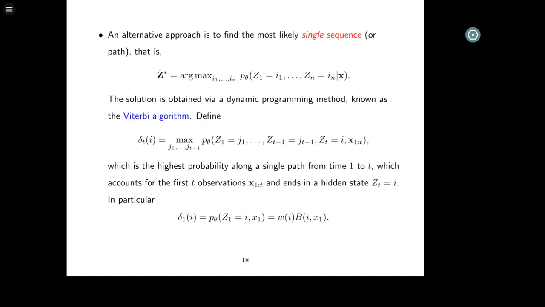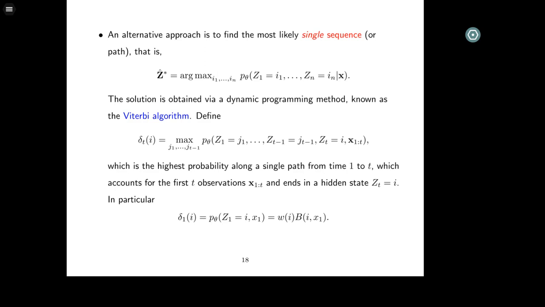And so we're going to first construct this delta matrix. Delta is an n by 3 matrix. We're going to start from the top, the first row. In the first row, there's no max because there's nothing behind time point 1. So we just compute the probability of seeing z1 equal to i, and you observe x1.